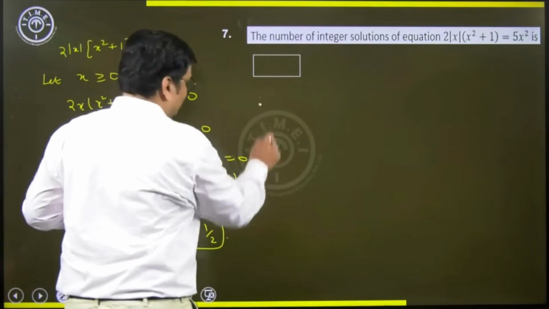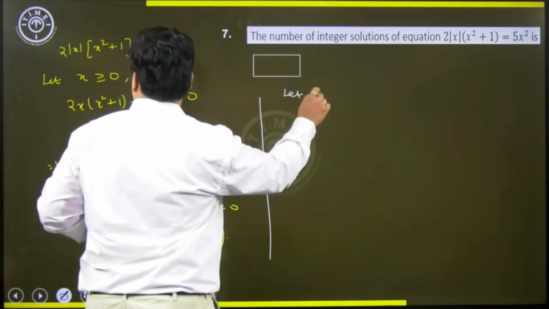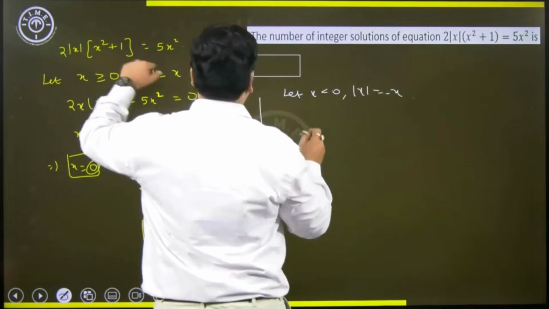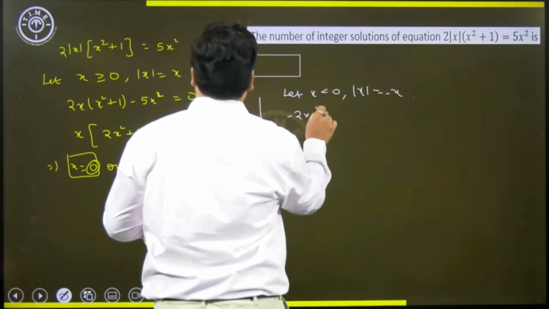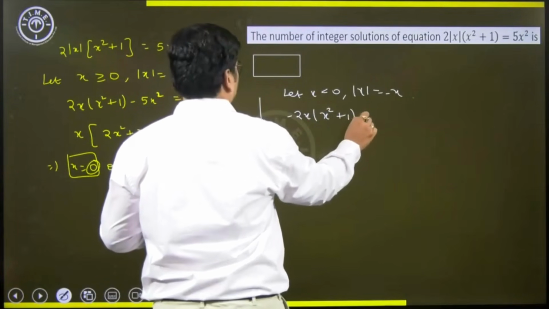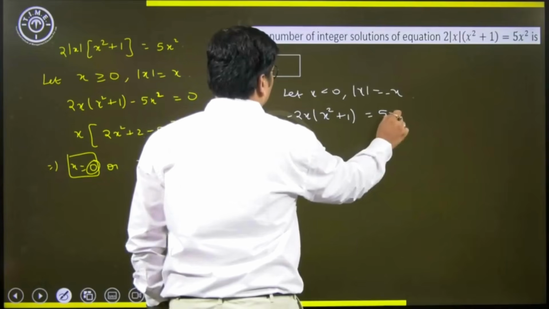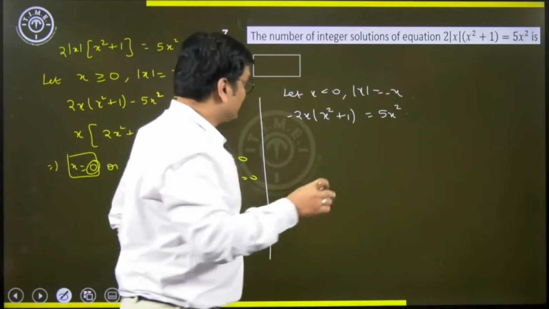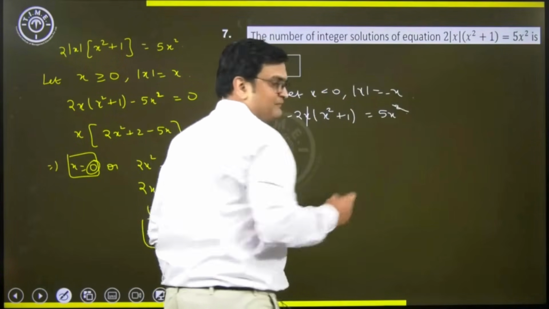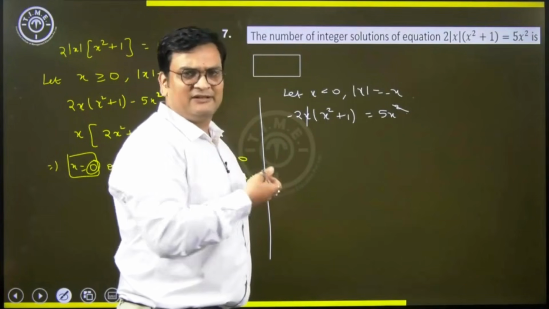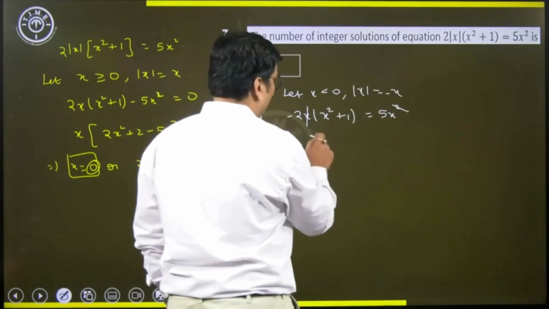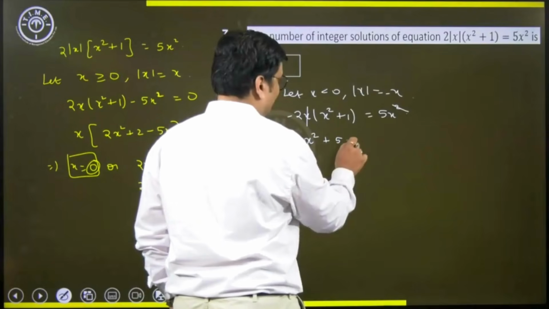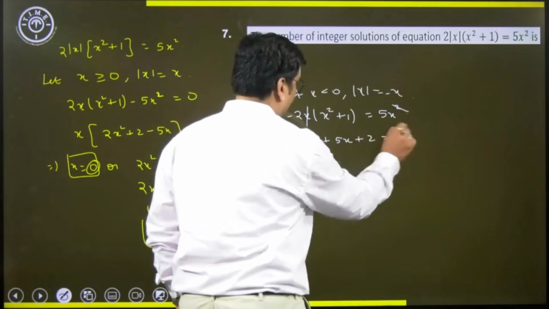Next, if you take x less than 0, then mod x will be minus x and this equation will be −2x(x² + 1) = 5x². Now, since x is less than 0, it cannot be 0, so we can cancel out one x because that root is anyways not possible for x. So, when you bring all terms on one side, you will get 2x² + 5x + 2 equal to 0.